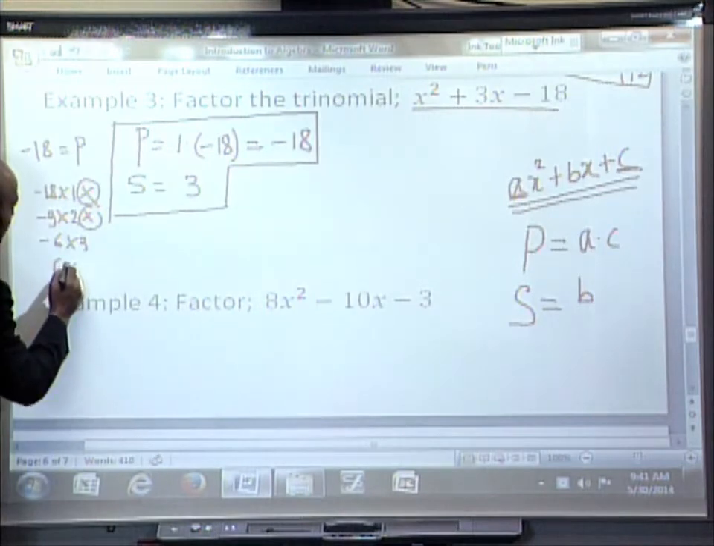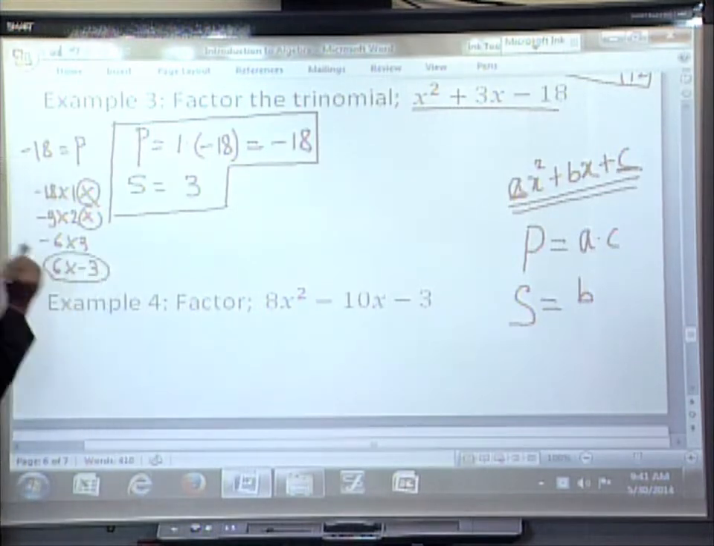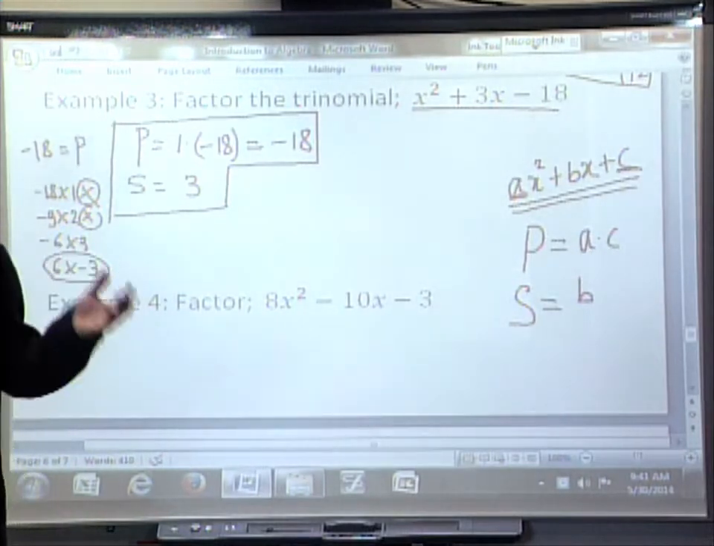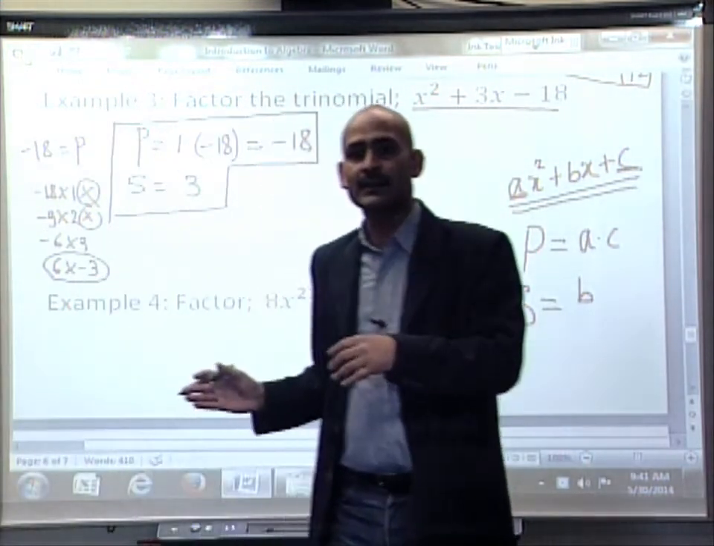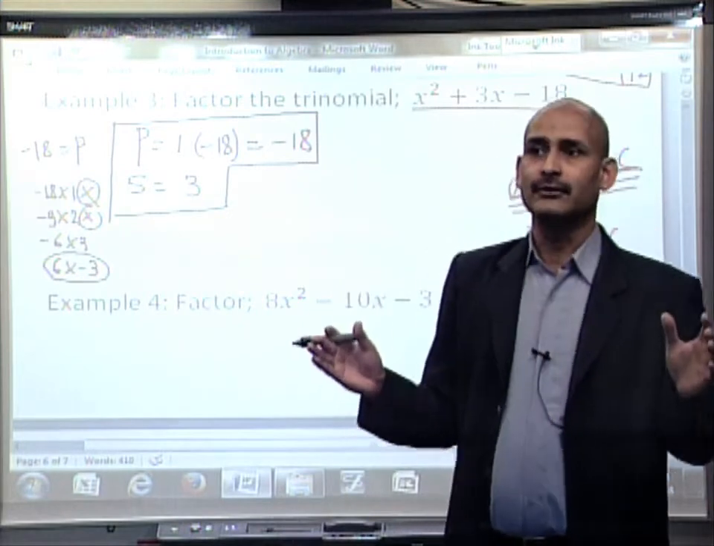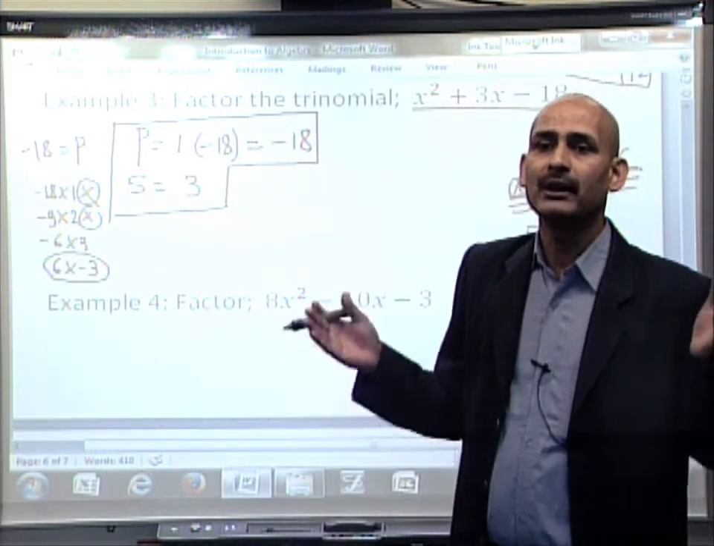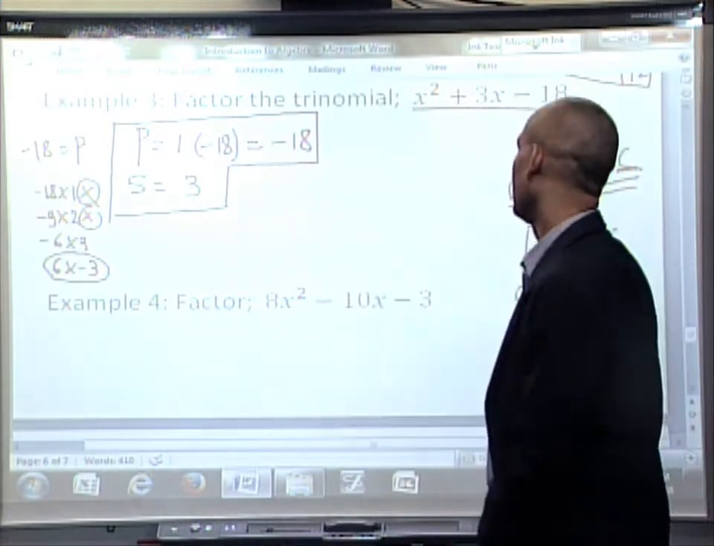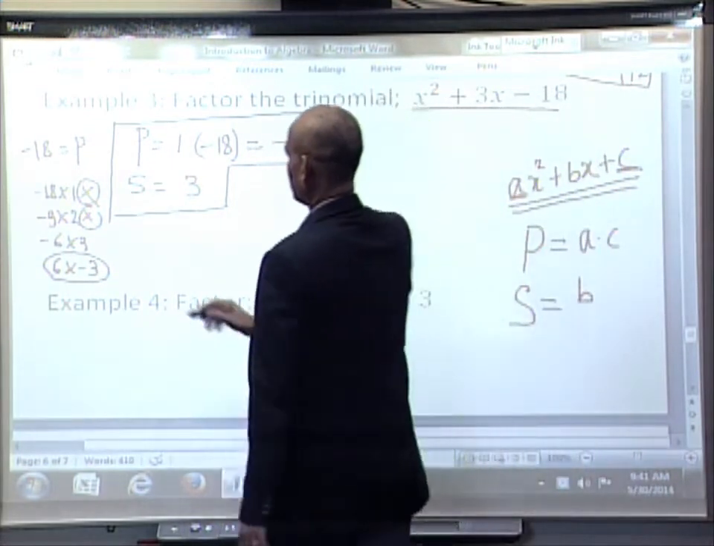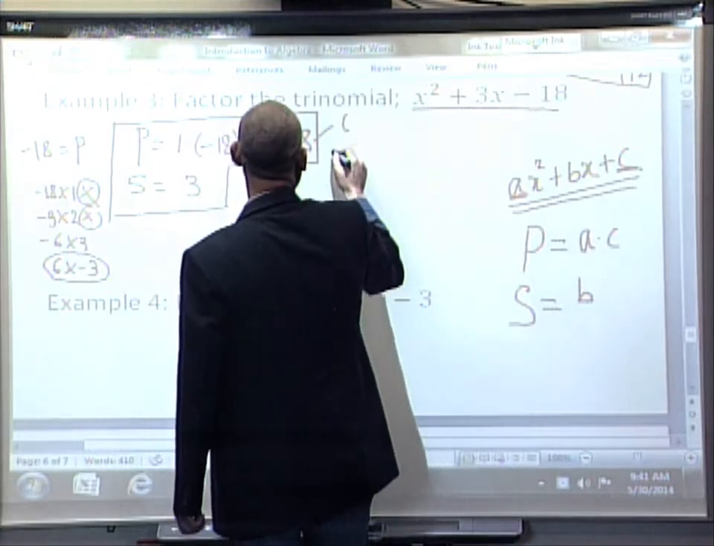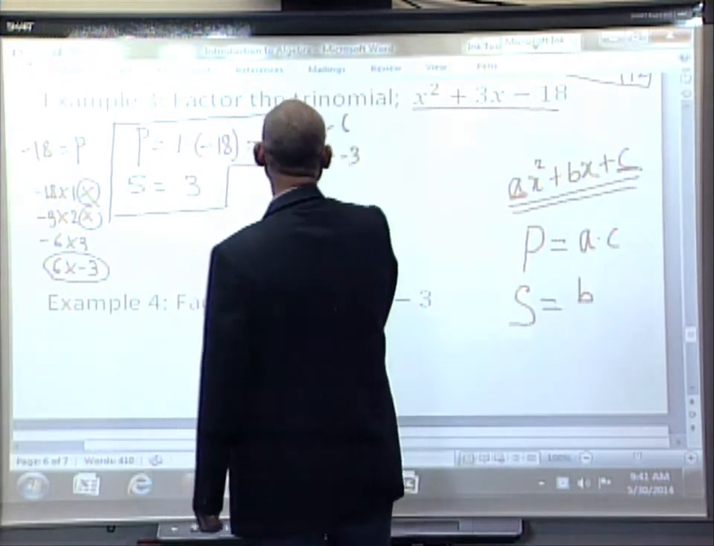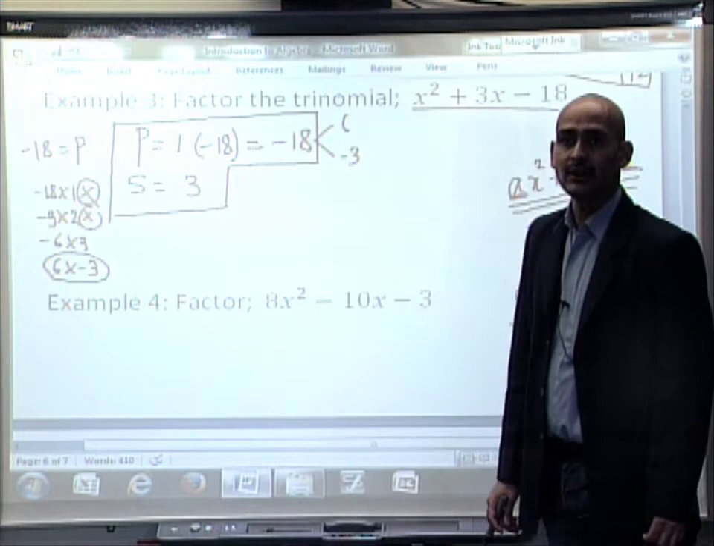I can say 6 times negative 3 is also negative 18. 6 plus negative 3 is positive 3. So 6 and negative 3 are the two factors of negative 18 whose sum is equal to 3. So now 6 and negative 3 are what I need. These are the two factors of negative 18 that I'm going to use.